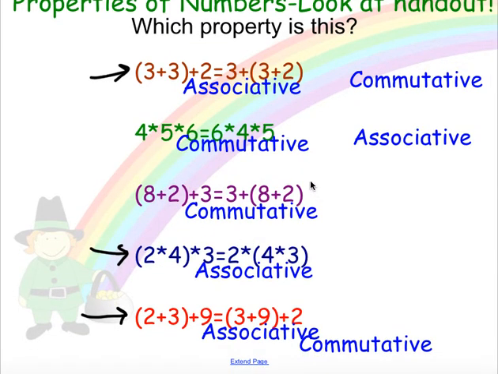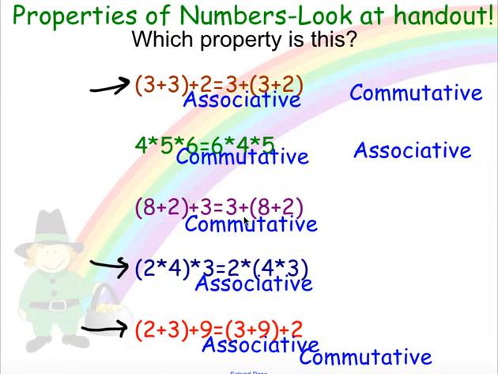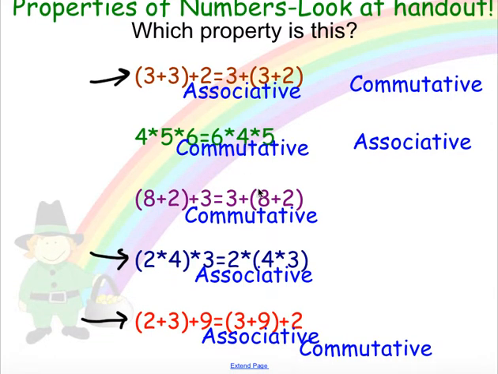Now this is the one that gets a lot of students confused, mainly because it looks like it's associative because we're talking about parentheses, but as you notice, the grouping 8 plus 2 doesn't change. Only where this positive 3 is changes.